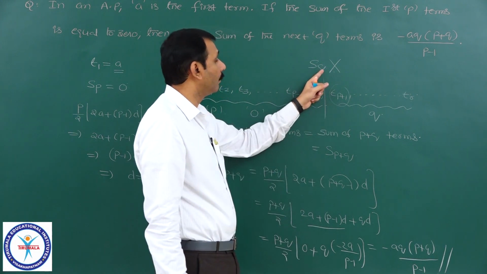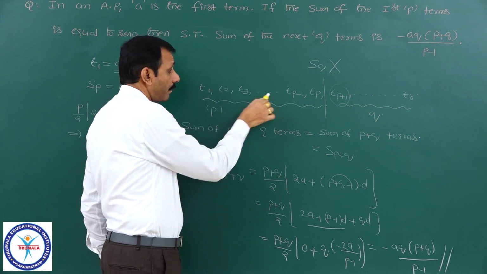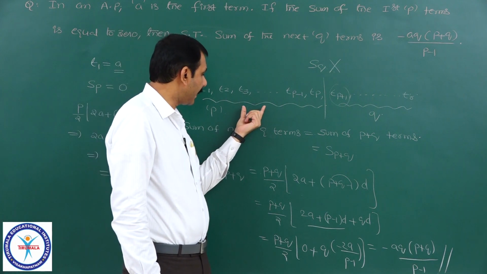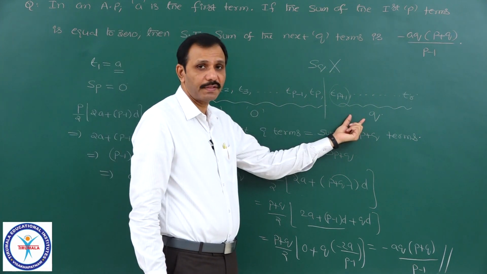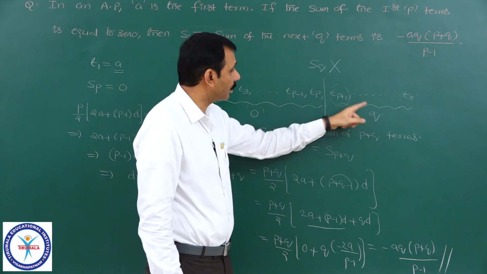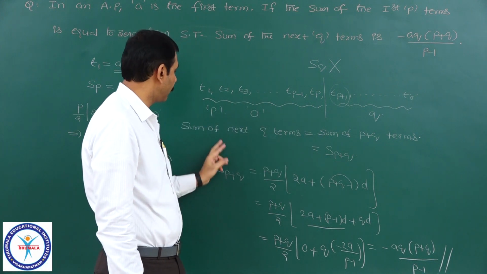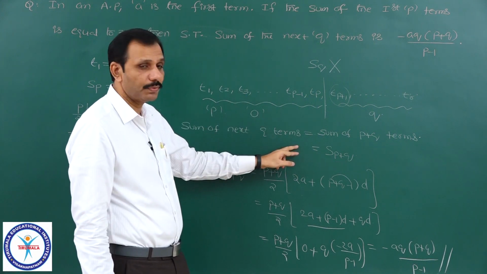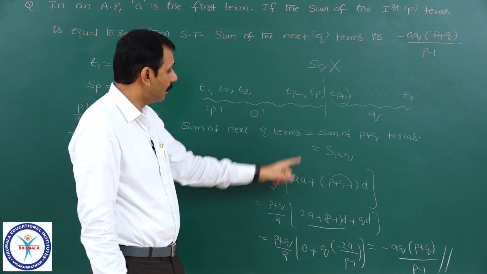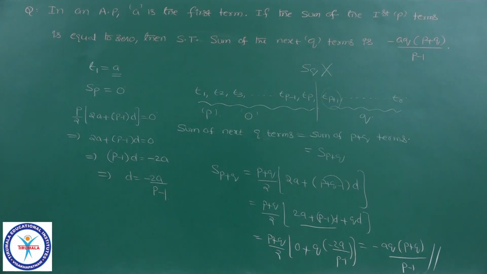But here Sq we cannot write, because in this case the sum of p terms is equal to 0. Even if I take the addition of this plus the addition of this, it is equal to, because of 0, the sum of next q terms can be taken as the sum of p plus q terms also. Therefore, we have taken the sum of next q terms as equal to the sum of p plus q terms of the total sequence, and this is the value. Hope you understood this one.